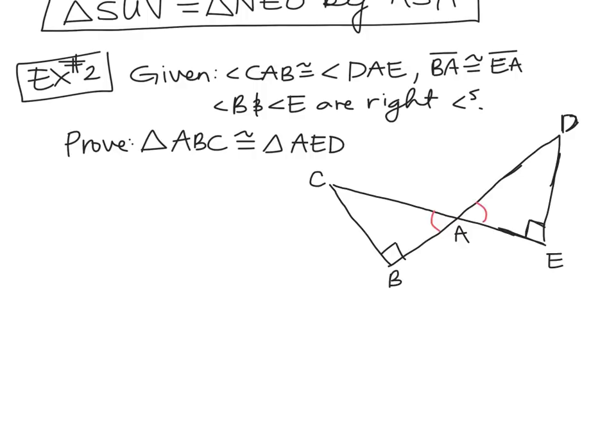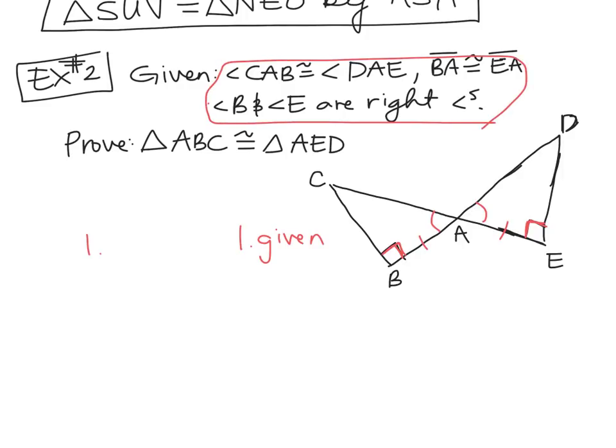And then it says BA is congruent to AE, and it says angle B and angle E are right angles, okay? So step 1 is what? Given. The given. So you may just take all this, drop it in here, call it given. Okay, so most people at this point are like, oh, ASA.